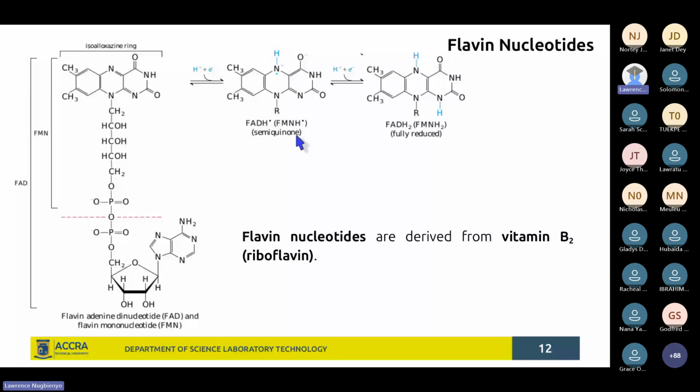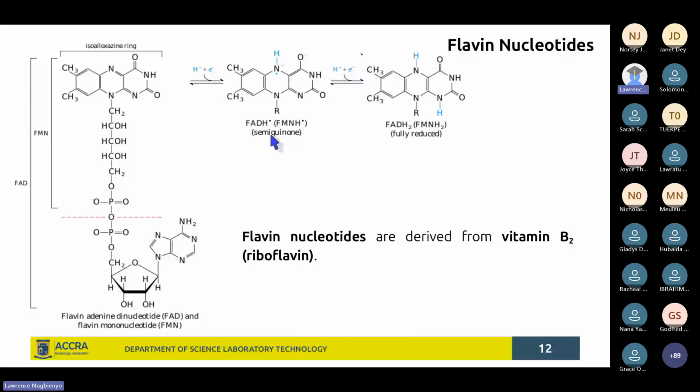That is to say that the nucleotide is not fully protonated. It's only one hydrogen that it takes. If it takes a second hydrogen, you see now it's being written as FADH2. But if it's only one, it's FADH. Sometimes it's shown with a dot on it, which means it's semi-reduced, but here it is fully reduced.